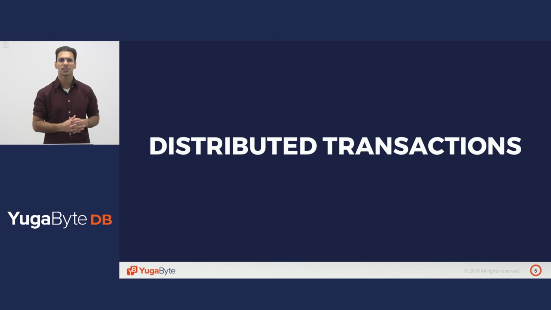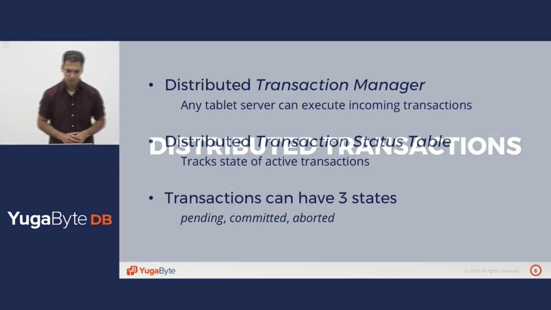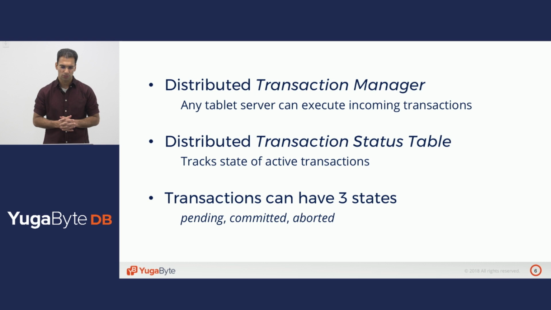Recall that RDBMSs typically handle transactions on a single node. By virtue of Yugabyte being scale-out, it needs to coordinate a transaction in an atomic fashion across multiple nodes. So the first few things you need to know about Yugabyte is that it has a distributed transaction manager, which ensures that any tablet server, or effectively node, can execute and coordinate an incoming distributed transaction. The second piece is it has a distributed transaction status tablet, which keeps track of the current status of all the active transactions.